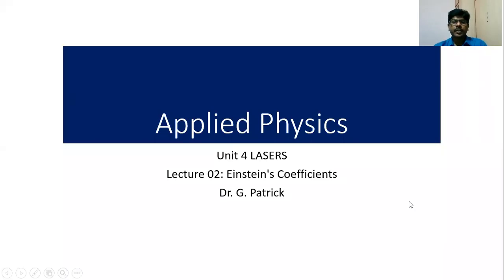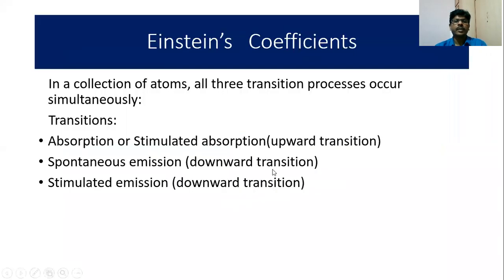In this lecture, we are going to study about Einstein's coefficients. This is lecture 2 of unit 4, lasers. Now, it is seen that in a collection of atoms, all three transition processes occur simultaneously. What are these transitions? The first one is absorption or stimulated absorption, spontaneous emission, and stimulated emission.